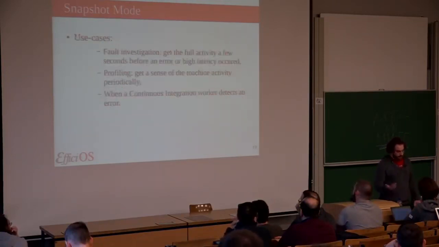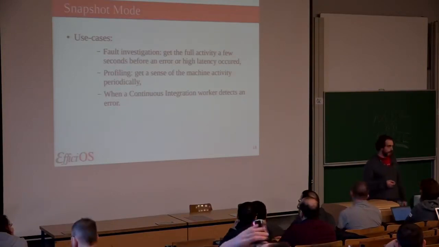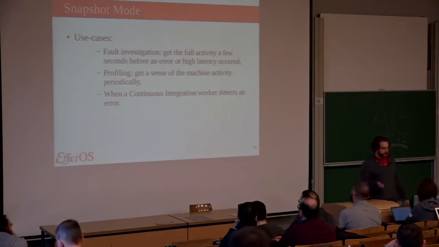So the use cases are fault-based applications. When high latency is detected, you can trigger the snapshot. You can also use it as a profiling tool, because you can say every 5 minutes I want to see a history of the last few seconds and just see what was happening on the system. Of course, continuous integration can also use it, because when the worker detects an error, you can just record the snapshot, and at the end you will be able to process the crash and see why it happened.